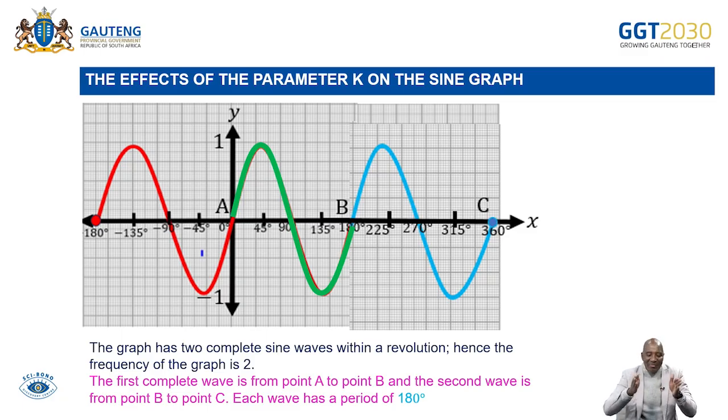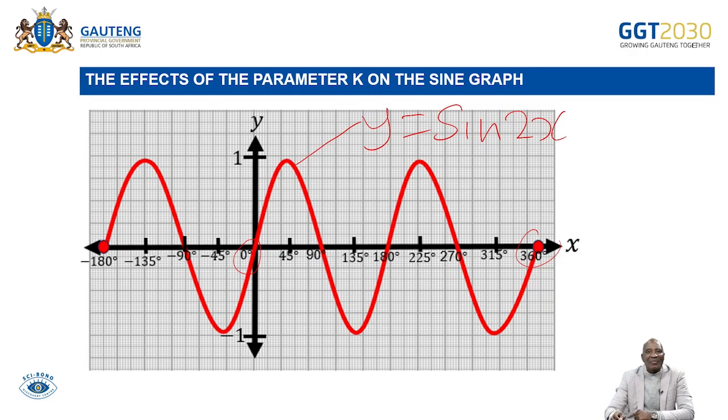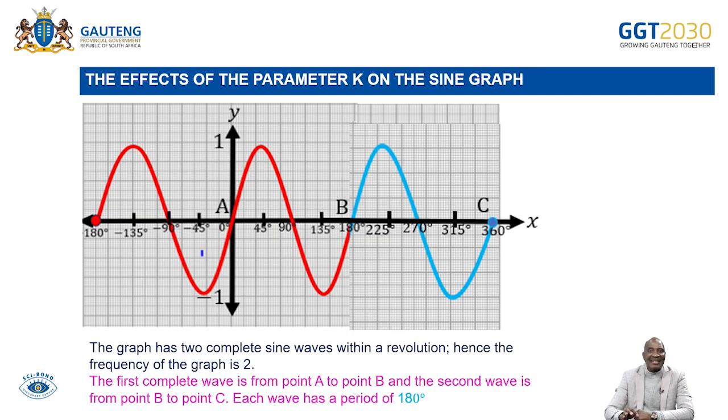I want to study my graph within a revolution. What is happening within that revolution? With our original graph here, from 0 to 360 degrees, what is happening? I realize that I now have 2 complete waves within a revolution.